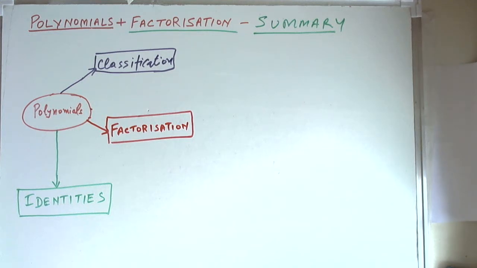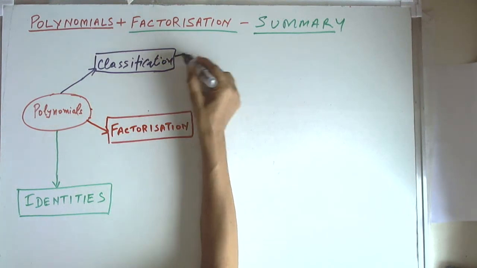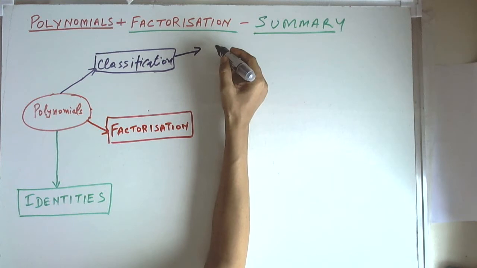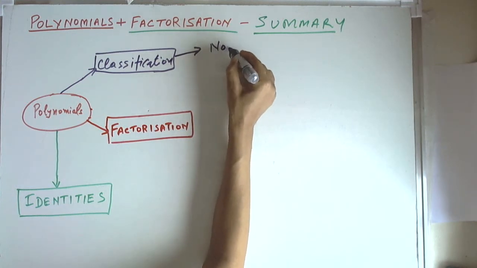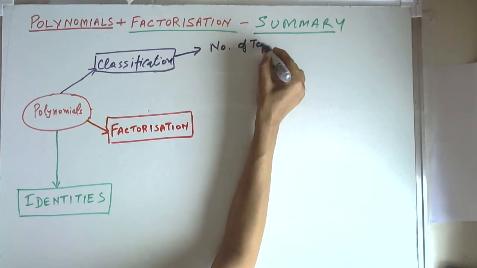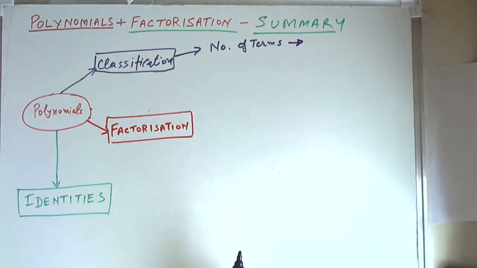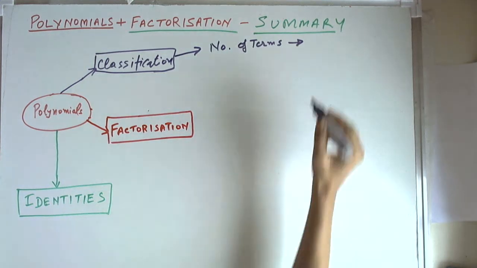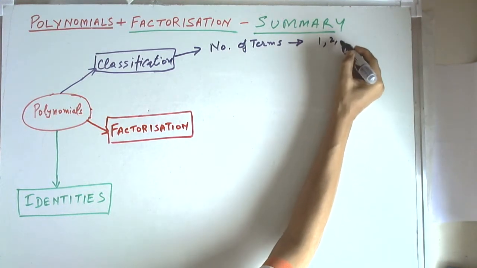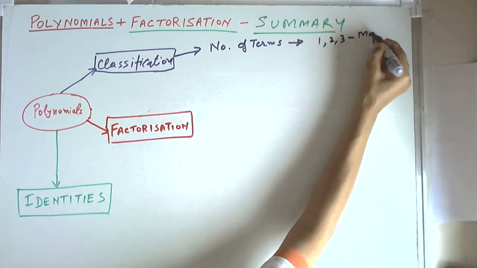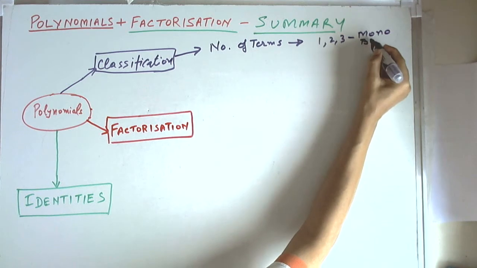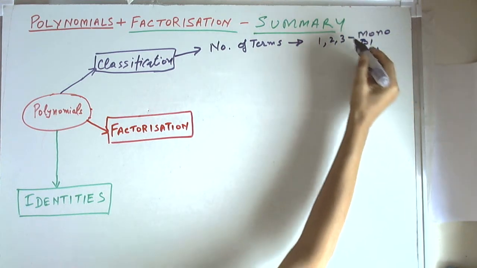First is classification of polynomials, and there are two main ways of classification. First, by number of terms. If it is one term, it is a monomial; two terms is a binomial; three terms is a trinomial, etc. So 1, 2, 3 means mono, bi, tri, etc.